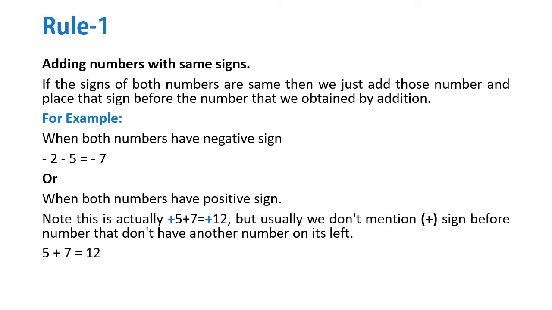Rule 1. Adding numbers with same signs. If the signs of both numbers are same, then we just add those numbers and place that sign before the number that we obtained by addition. For example, when both numbers have negative sign, -2 minus 5 equals -7, or when both numbers have positive sign, this is actually +5 plus 7 equals +12. But usually we don't mention plus sign before a number that doesn't have another number on its left. So we will write 5 plus 7 equals 12.